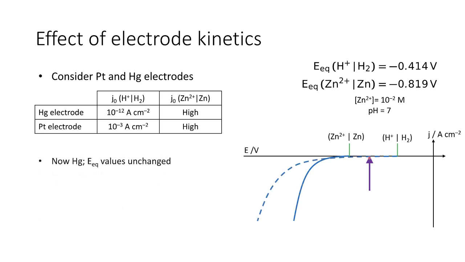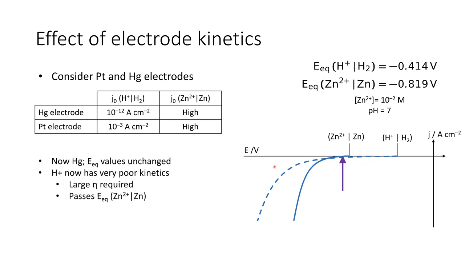Let's, however, now consider mercury electrodes. The equilibrium values are unchanged, but we've now gone into a situation where hydrogen has very poor kinetics. We've got 9 orders of magnitude difference in the exchange current density, so very poor kinetics for hydrogen. What that means is we require a very large overpotential to drive a current. And what that means is the overpotential we have to apply is considerably greater than that for the zinc couple.